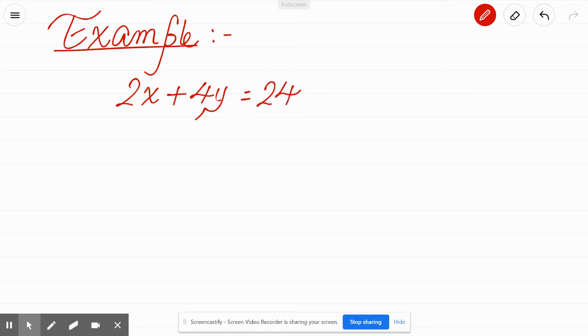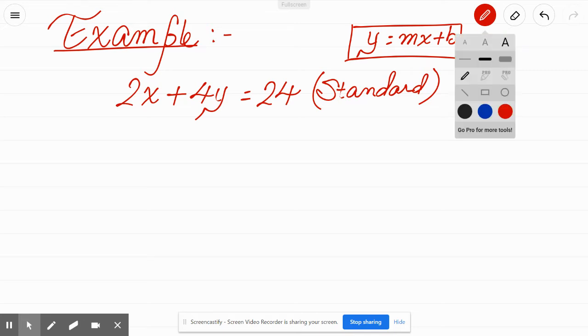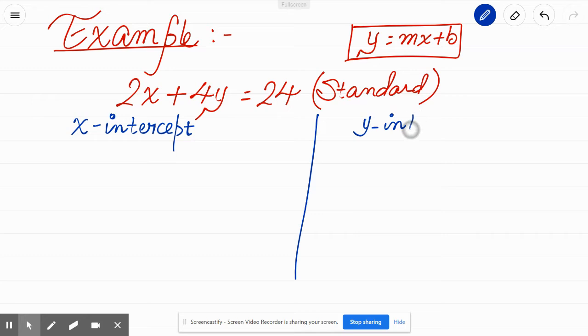Now here they are giving you the equation in the standard form. It is not given as y equals mx plus b form, which is the slope-intercept form. So this is the standard form of an equation where x and y are together and your constant is on the right hand side. Now using the standard form here, in order to find the intercepts, we'll calculate both intercepts for this: X-intercept and Y-intercept.